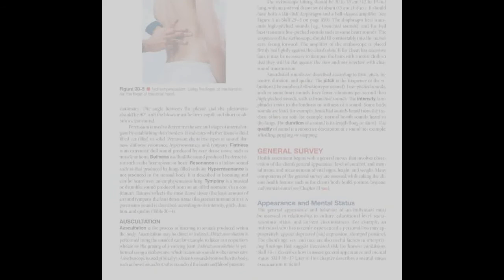The stethoscope tubing should be 30-35 centimeters, 12-14 inches, long, with an internal diameter of about 0.3 centimeters, 1/8 inches. It should have both a flat disc diaphragm and a bell-shaped amplifier. See Figure 4 in Skill 29-3 on page 493. The diaphragm best transmits high-pitched sounds, for example, bronchial sounds, and the bell best transmits low-pitched sounds such as some heart sounds.